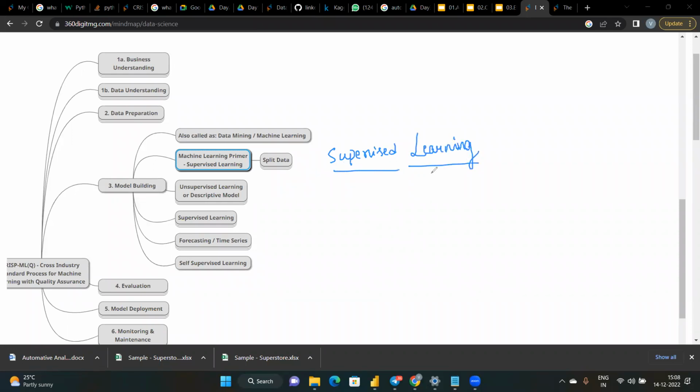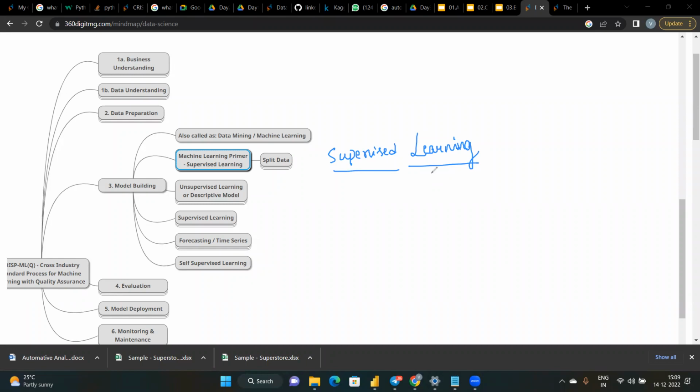So supervised learning, what is meant by this? Supervised learning is also known as supervised machine learning. Whenever I say machine learning, we have different types, but the types which are very important to us are supervised learning and unsupervised learning. Supervised learning is a subcategory of machine learning and artificial intelligence.